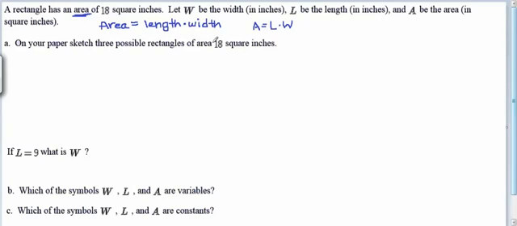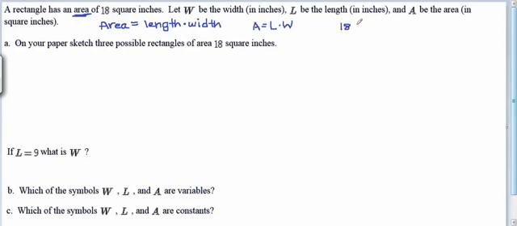So we're told here that the total area is 18 square inches, and now they ask us to sketch three possible rectangles that would have an area of 18 square inches. So we know that whatever the length and the width are, when we multiply them together, it needs to come out to be 18. So we could begin by thinking of pairs of numbers that multiply to 18.